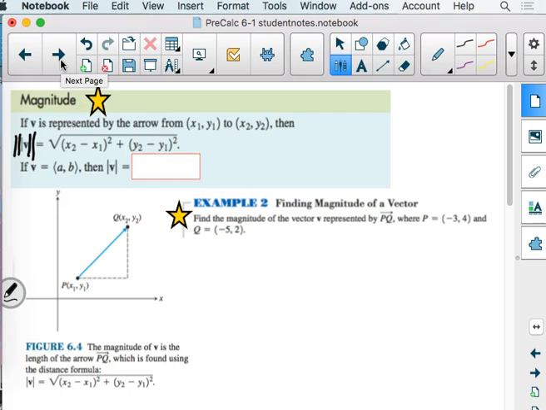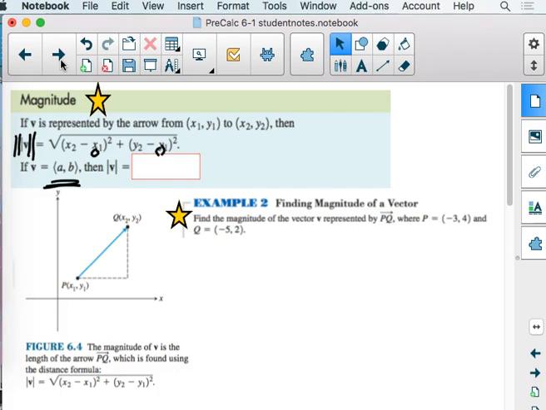Now, if it's in component form, remember, the initial point is at (0, 0). So think of putting zeros right here and right here. Well, we're just left with x squared and y squared, or in this case, I used a and b squared because we had our component form as (a, b). So it's a little easier when it's in component form. It's up to you whether you want to put it in component form first and then put it in the formula, or just use the distance formula, either way.